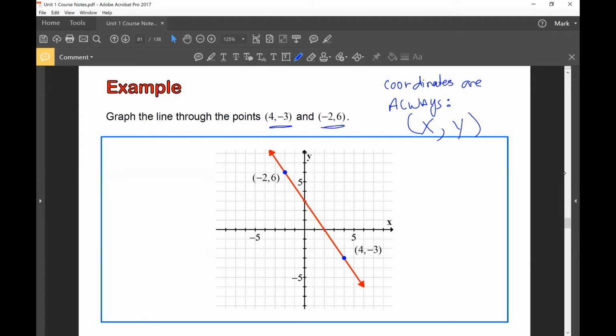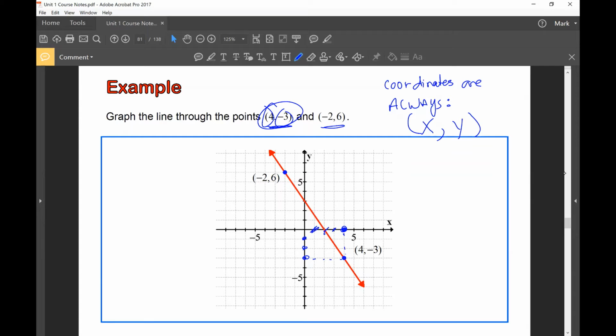Well, what I do to graph this point is I go to the 4th point on the X. So I'm here, guys: 2, 3, 4. And then I go to the -3 on the Y. So I'm going 1, 2, 3. And the point is where those guys intersect.